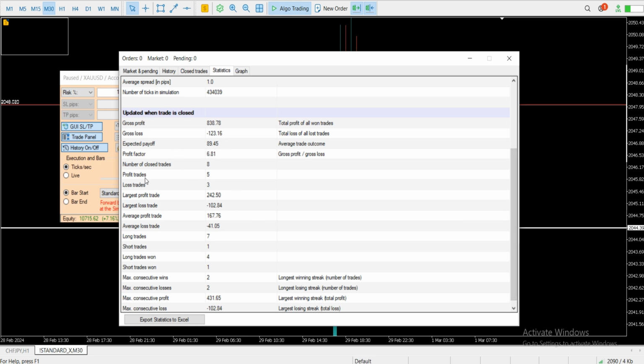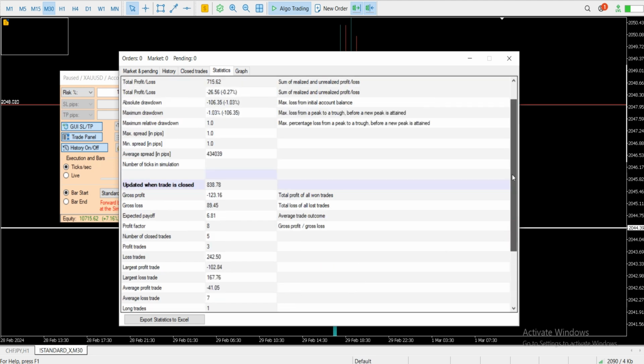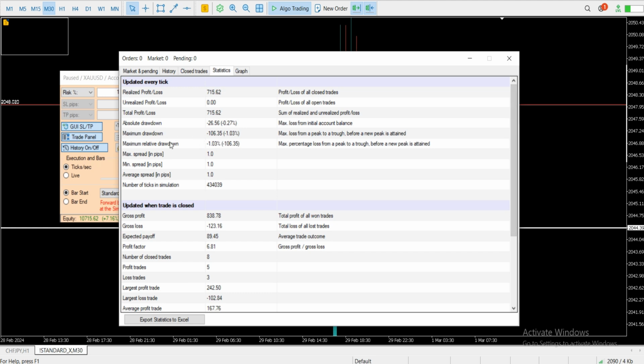By the way, I will study all these options someday, and I will explain each and every one with details, that what does this mean, like gross profit. Okay, this is the overall $838 profit, gross loss $123, and largest profit trade was 242, largest loss trade was 102, that's the 1%, and the average profit was 167. That means my average risk to reward was 1.67 RR, right? And maximum drawdown went 106.